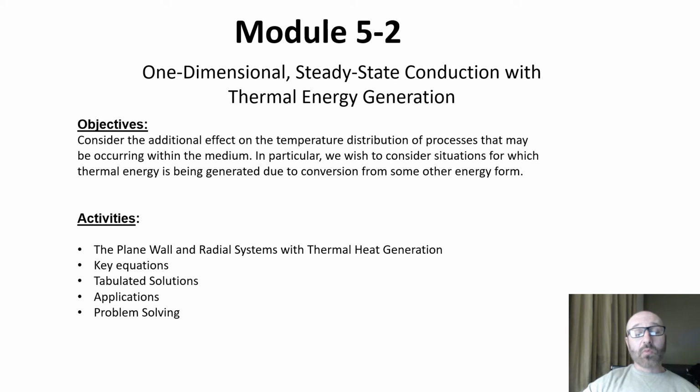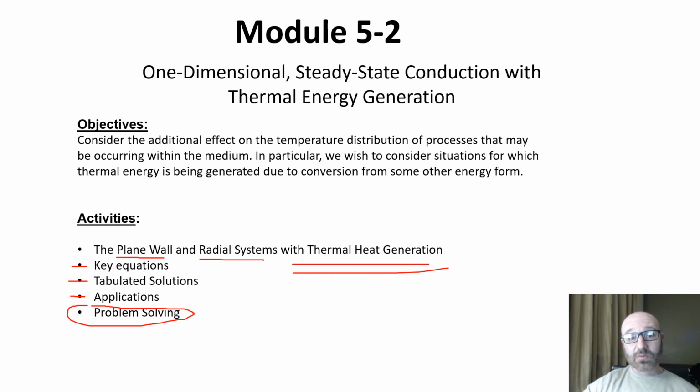Now for 5.2, we're going to start some new material in this lecture. This is going to deal with 1D steady state conduction now with thermal energy generation. Previously we looked at this without thermal generation, but now we're going to take a look at thermal generation and see how that affects the problems and how it changes our governing equations. We're going to compare this for, again, our plane wall system that we looked at before and our radial systems as well, but now looking at it with thermal heat generation and how that changes things. We'll take a look at our key equations with this, some tabulated solutions, go over some practical applications, and then from there we're going to go through some problem solving, again involving this with thermal generation.